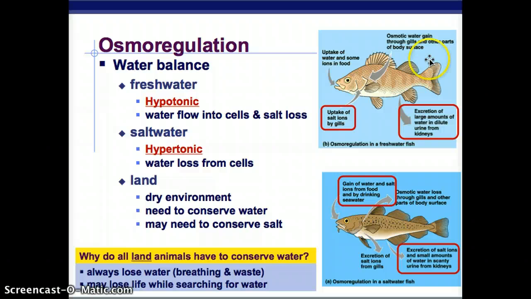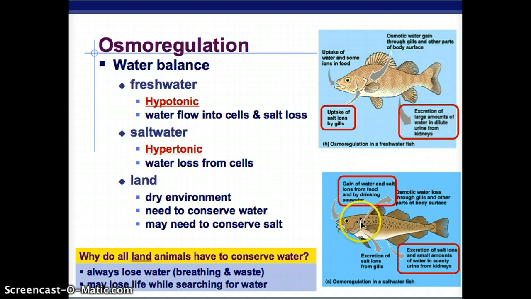So here you can see our fish takes in water through its gills and other parts of its surface, and then it takes in water and some ions in its food through its mouth, takes some salt ions in through its gills in fresh water, and then excretion of large amounts of water and dilute urine from its kidneys.